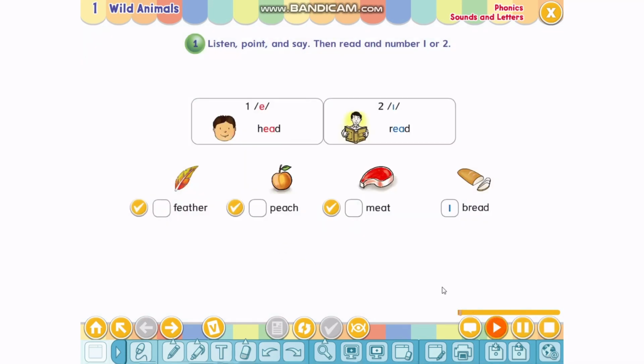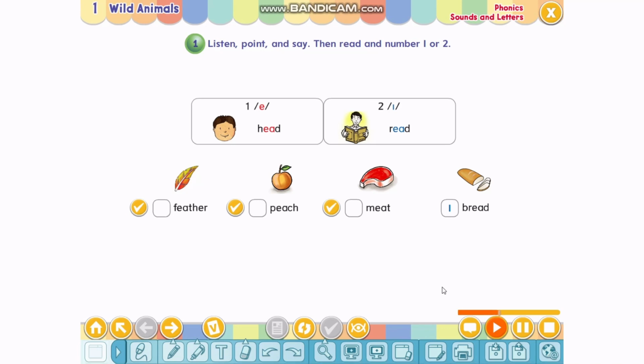Are you ready? Let's start. Number one. Head. Number two. Read. Now listen, read, and number.